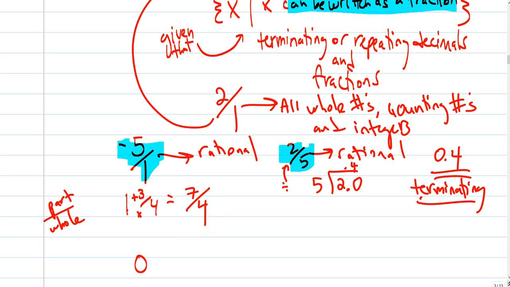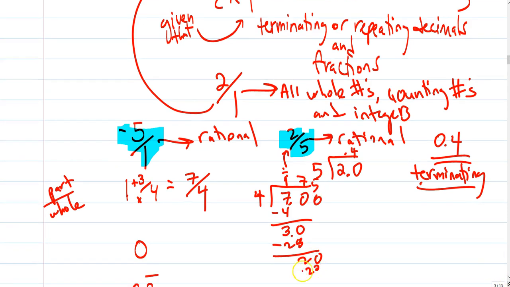This is still a fraction. This is still rational. I could also take that 7 and divide it by 4. Notice what? 4 goes into 7 one whole time. That's that whole number. With a remainder of 3, bring down a 0. 4 into 30 would be 7. Leaves us with 2. Bring down a 0. 4 into 20 would be 5. And this is now terminated. 1 3/4 or 7/4 is the same thing as 1.75.